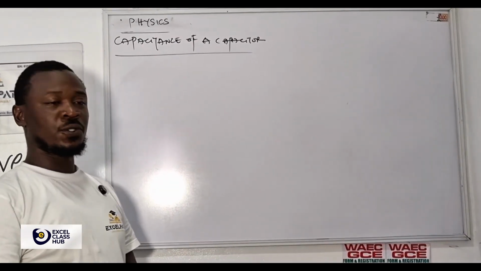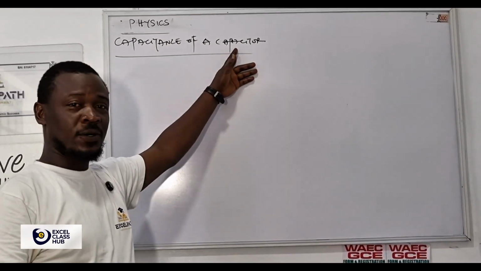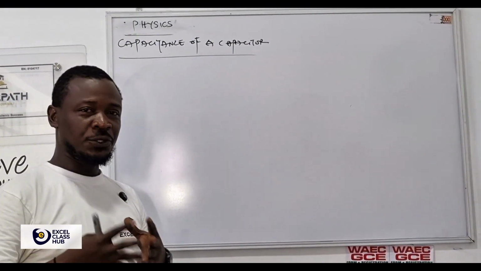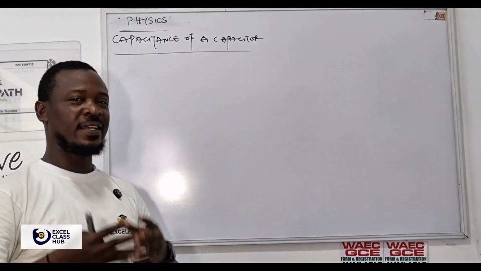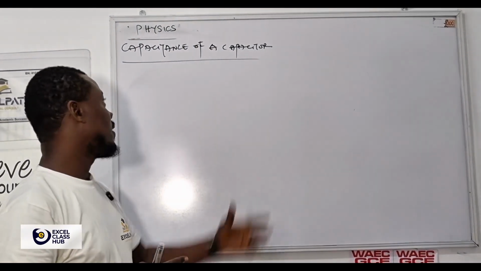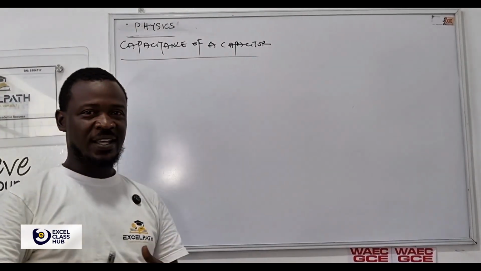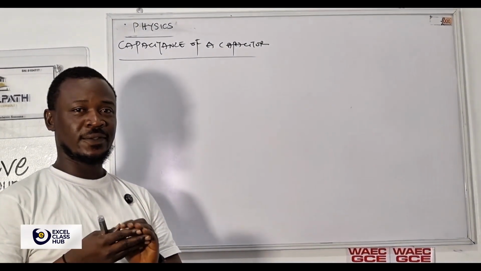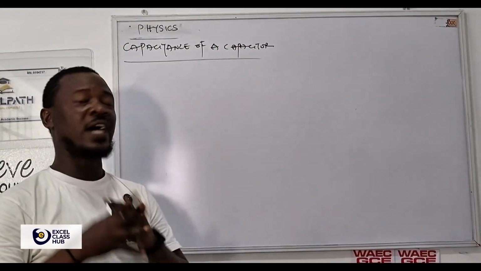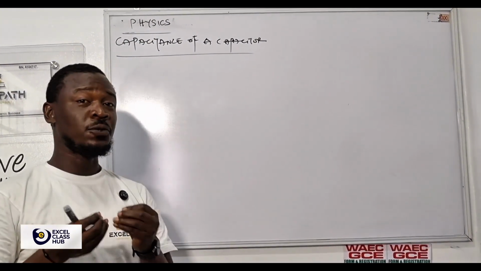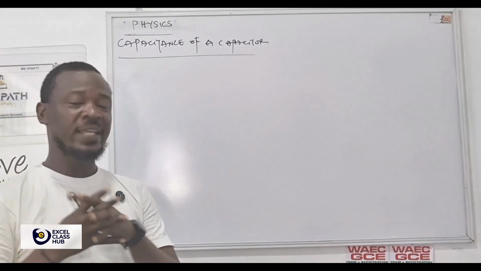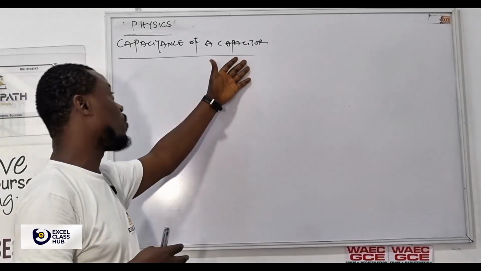But first and foremost, what is a capacitor? A capacitor is a device used for storing electric charge, which consists of two plates, the positive and the negative. But we can still go further by looking at types of capacitor.